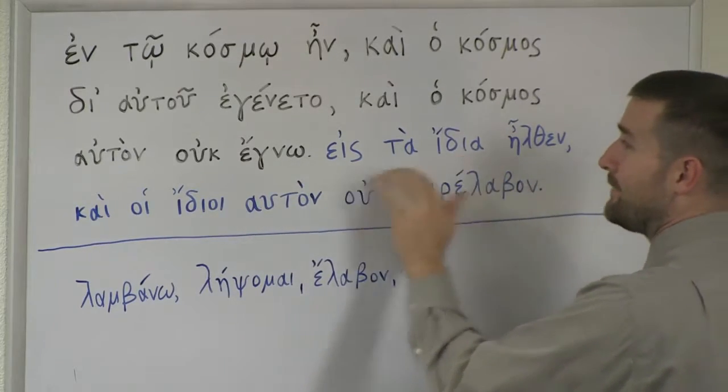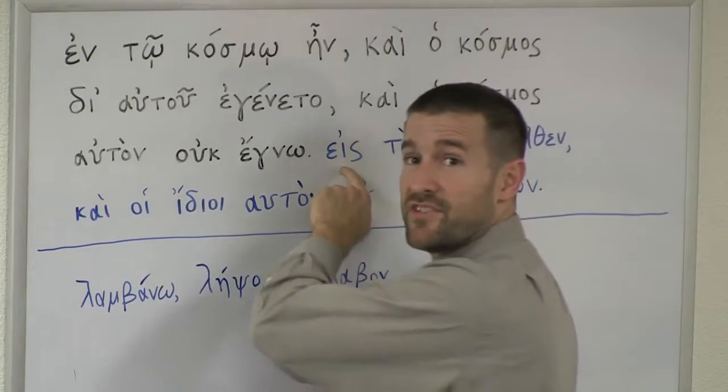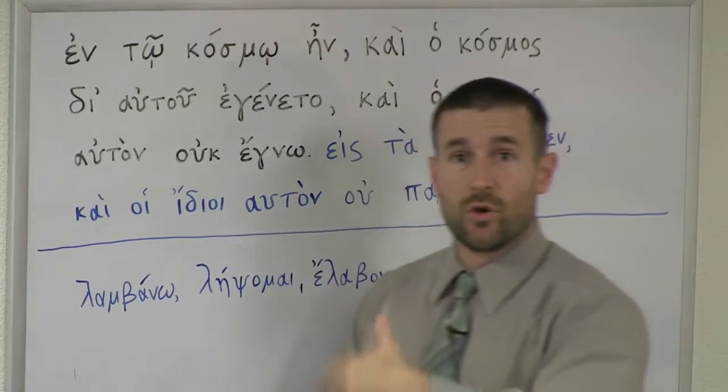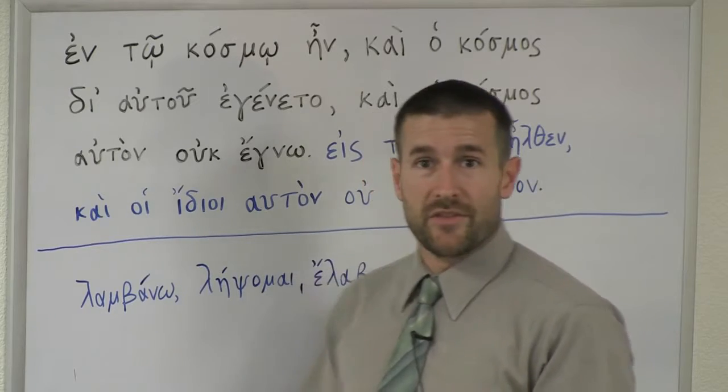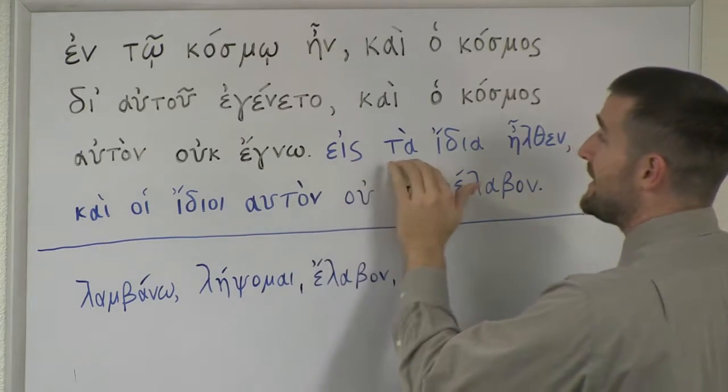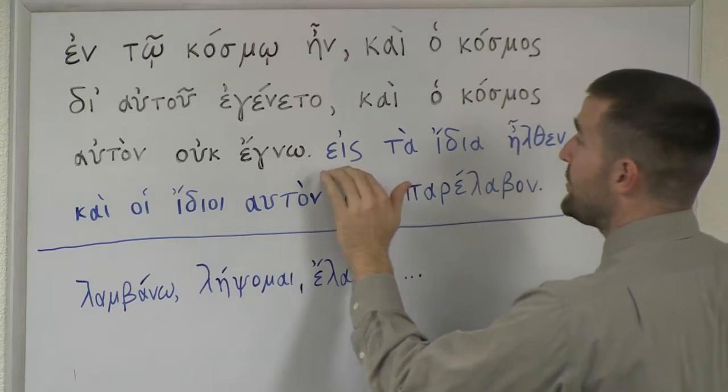Eis ta idia. Eis is a preposition that we've already seen a few times in this passage. It usually means into or unto. It can also mean other things like for, etc. But here it means unto. Eis ta idia, unto His own.